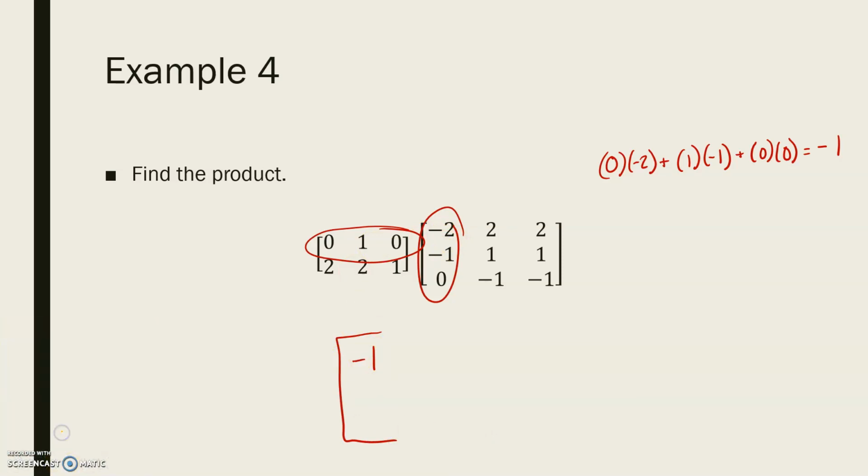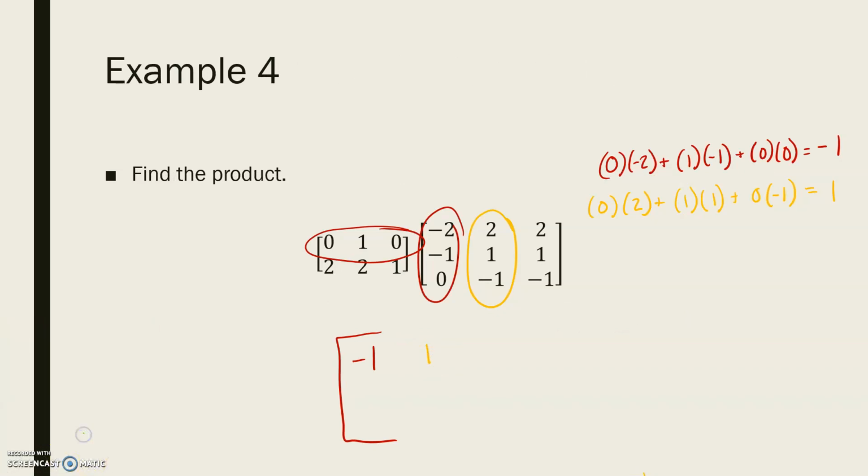Next, I have 0 times 2, I'm looking at the second column now with the first row, plus 1 times 1 plus 0 times negative 1. And that's going to give me positive 1. First row, second column, so that's where it goes.